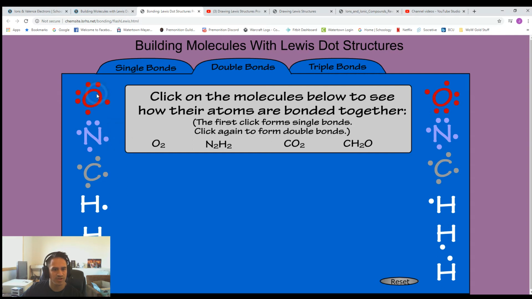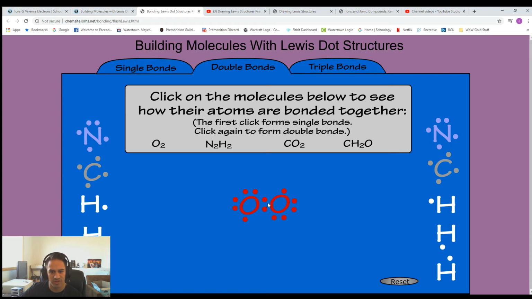Oh, do we just click on it? Click on the molecule below to see how their atoms are bonded together. The first click forms single bonds. Click again to form double bonds. Okay, gotcha. So we just click on it and it puts it together for us. The first click forms single bonds. Okay, so we clicked on it once, so this is forming a single bond.